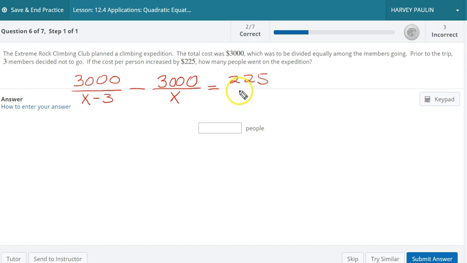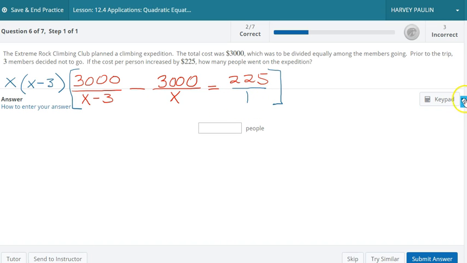But now the key is, how do we solve it? Now once we find X, by the way, we're going to have to subtract 3 from that X, because they just want to know how many people are going. So I'm going to change colors, and this is a technique we haven't worked on that much. What do we have to do to get rid of our denominators here? There's a 1 under here.